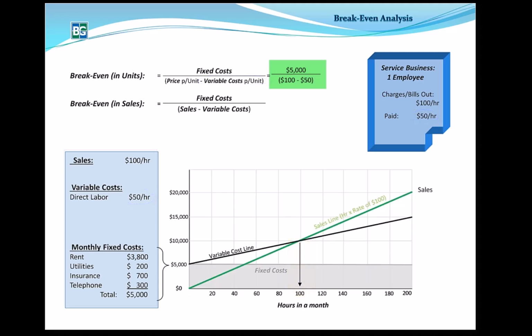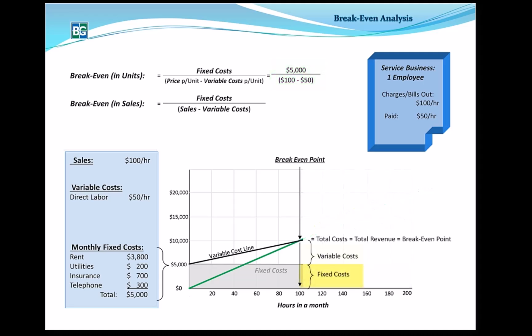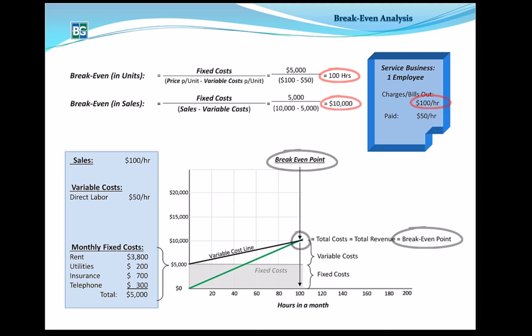Now when you add the sales line to the graph, the point where it intersects with the variable cost line represents the break-even point, which is where the fixed costs plus the variable costs equal the total costs, which equal the total revenue. Hence the break-even point of 100 hours at $100 per hour for $10,000 in revenue.